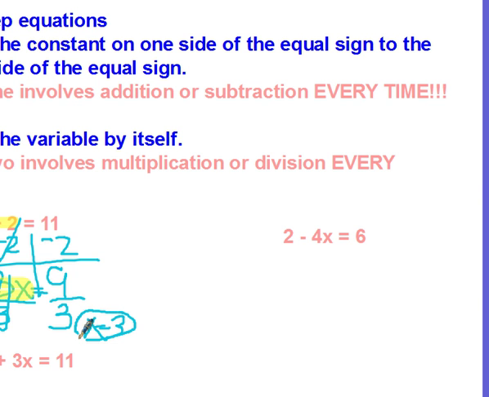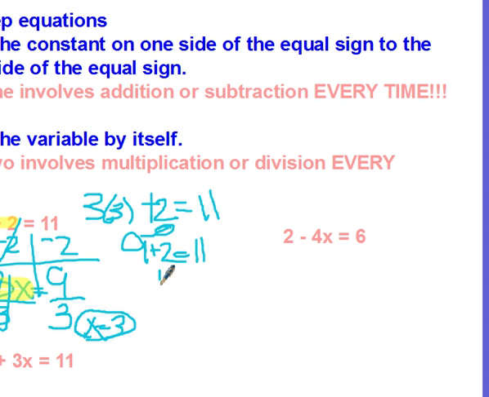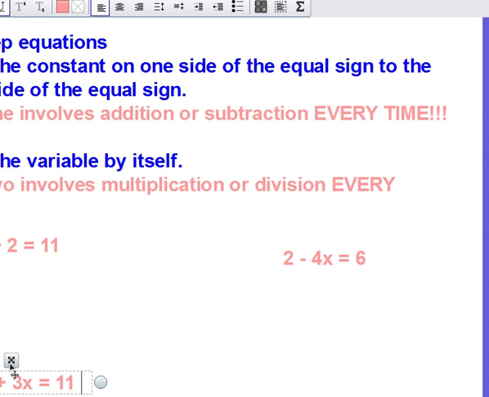Okay, now if I wanted to check this, I would plug it back into the original equation using parentheses. So 3 times 3 plus 2 equals 11. So 9 plus 2 is 11, and therefore we know that we have done our math correctly. Okay, and I'm sorry that's so unclear. Okay, I'm going to clear this, and I'm going to move this problem up.